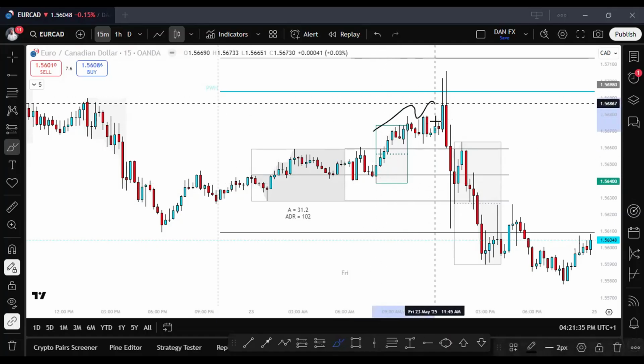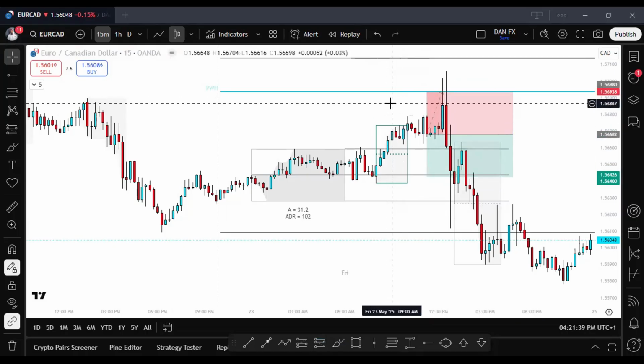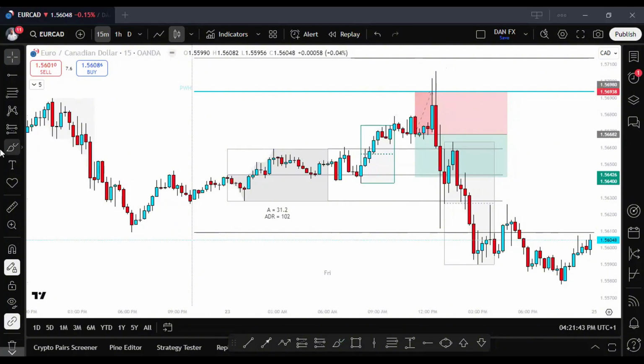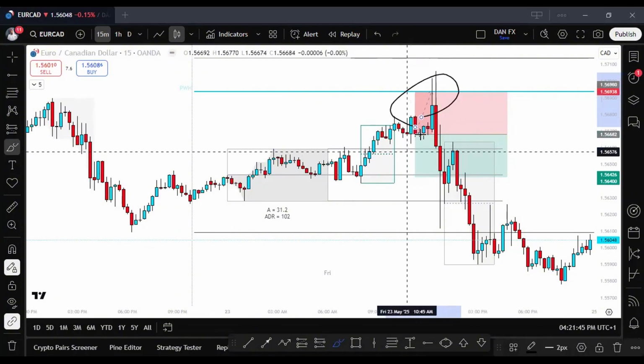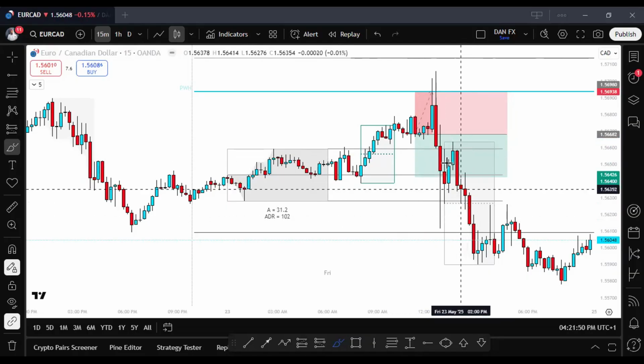We do have an M formation here. If we took a sell at this point here, price would have hit your stop loss. Price did the stop hunts here and then went all the way down. If you had entered here, you would have caught this trade. But this candle is quite big.